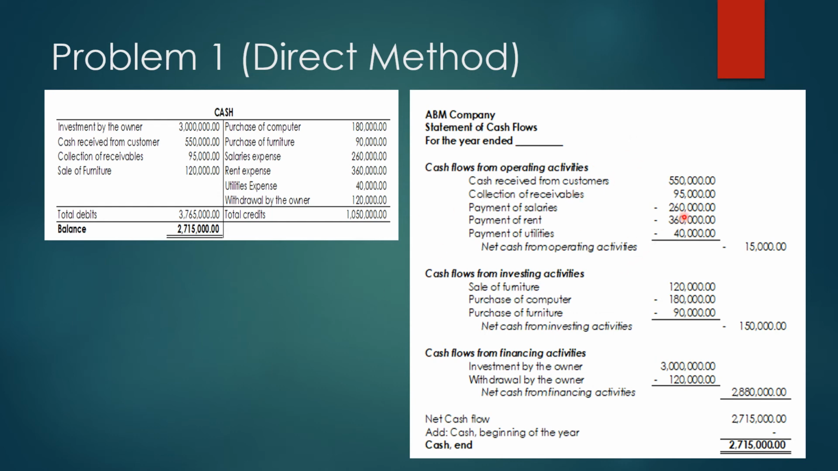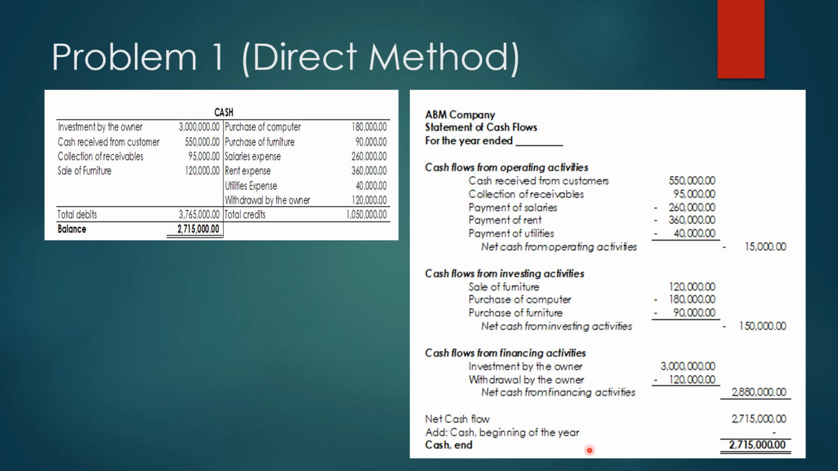Okay? So, it's just like this. It simply lays out all the cash flow from operating activities. It arrives at net cash from operating of negative 15,000. Cash flow from investing, negative 150. Cash flow from financing, it also lays out. So, 2,880, I added them all, and I arrived at my net cash flow of 2,715,000, which is also similar to this one.